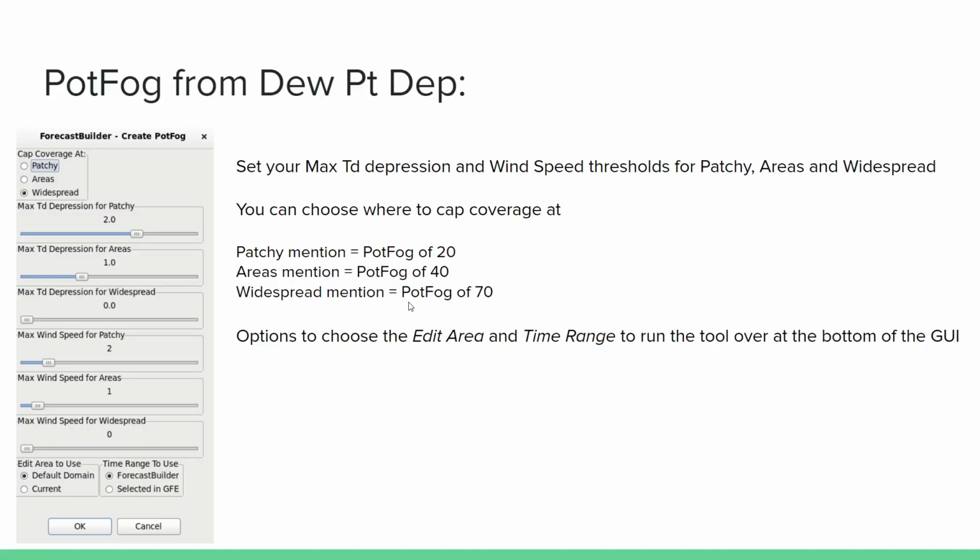Pot fog from dew point depression. First thing is we want to say, well, what do we want to cap our coverage at? Patchy, areas, or widespread? And then we're going to set our dew point depression and wind speed thresholds for patchy, areas, and widespread. Pretty standard 20, 40, 70: 20 for patchy, 40 for areas, 70 for widespread will be the pot fog values, again, associated with patchy, areas, and widespread. And that's kind of fairly standard values that you'll see for a lot of these elements.